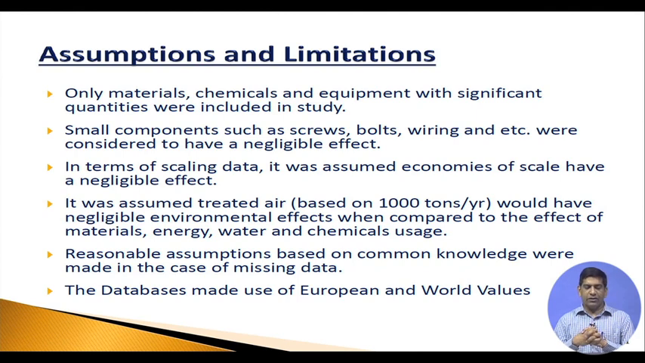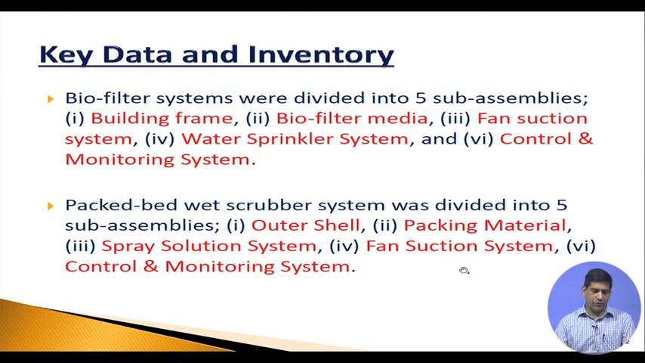It was assumed that the treated air based on 1,000 tons per year would have negligible environmental effects compared to the effect of material, energy, water and chemical usage. Reasonable assumptions based on common knowledge were made for any missing data. The database made use of European and world values. We didn't have the local Canadian values, although we did change the energy mix, and we used the energy mix of southwest Ontario.